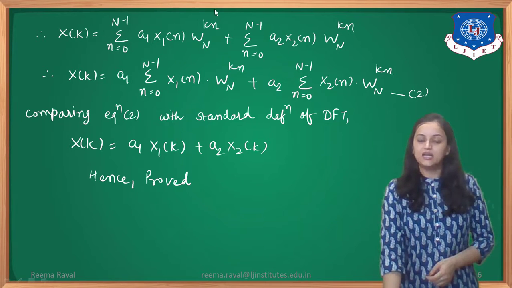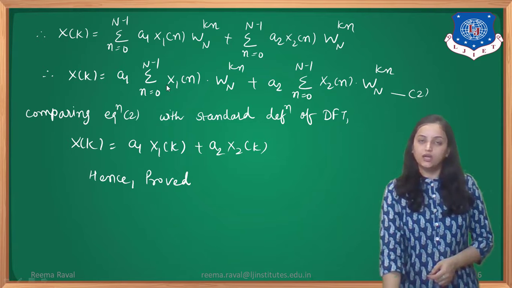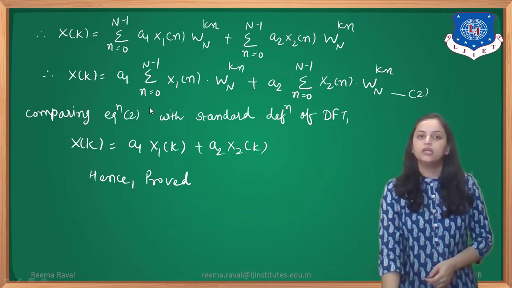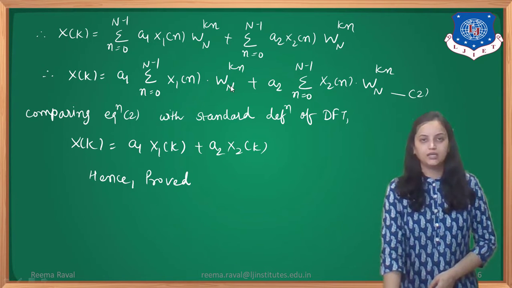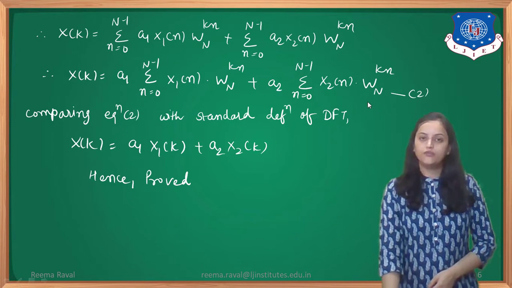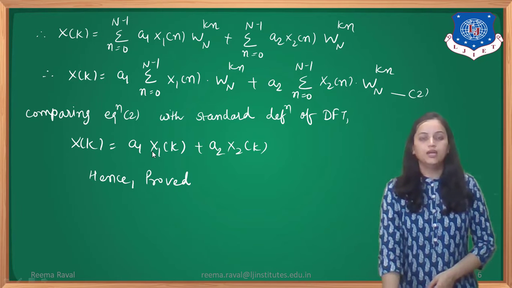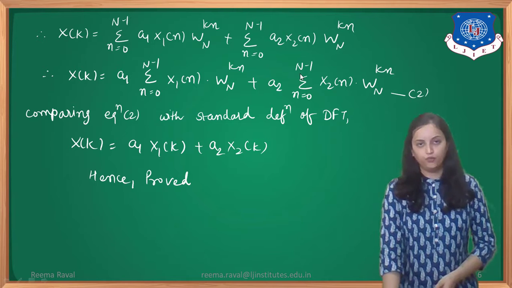So this directly indicates the definition of DFT for x1 of n. This indicates the definition for x2 of n. Now here a1 and a2 are constants, so we can take these terms outside of the summation. So we will get a1 summation of n equals 0 to N minus 1 x1 of n into W_N^kn plus a2 summation of n equals 0 to N minus 1 x2 of n into W_N^kn. If we compare with the definition of DFT, we get x of k equals a1 x1 of k plus a2 x2 of k. Hence the linearity property is proved.